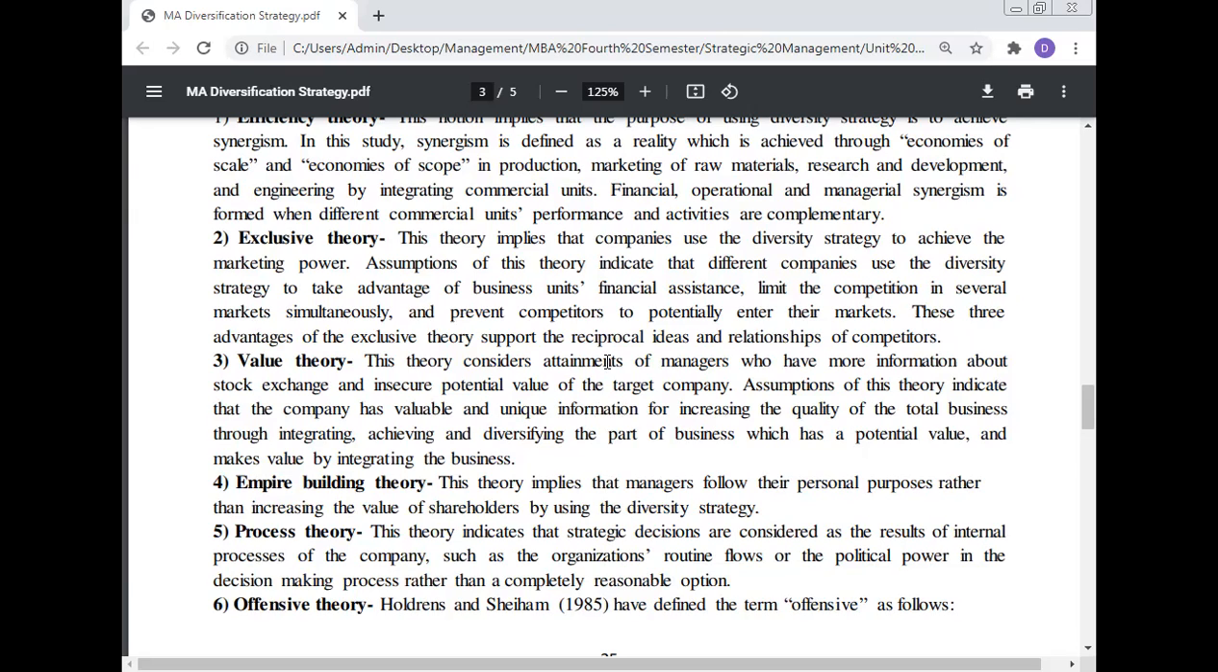Value theory. This theory considers managers who have more information about the stock exchange and the potential value of the target company. Assumptions of this theory indicate that the company has valuable and unique information for increasing the quality of the total business through integrating, achieving and diversifying the part of the business which has a potential value and makes value of integrating the business.